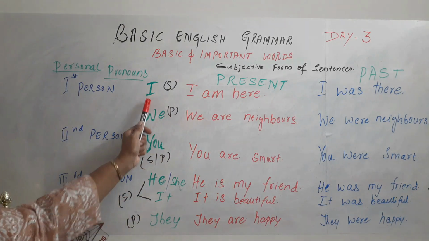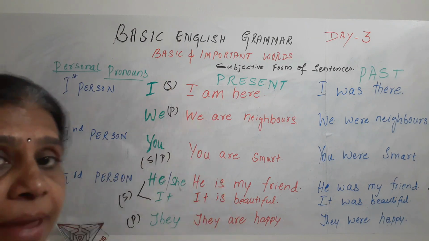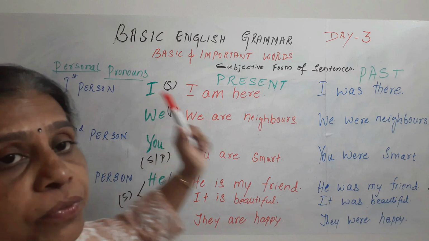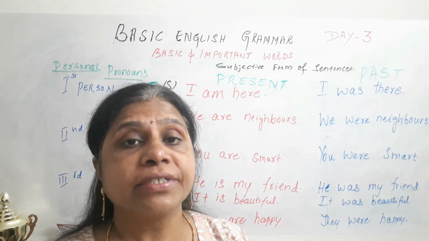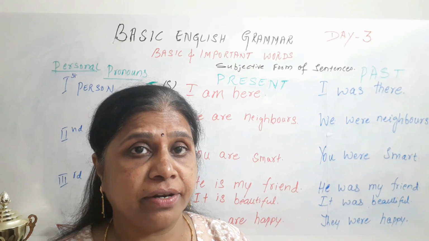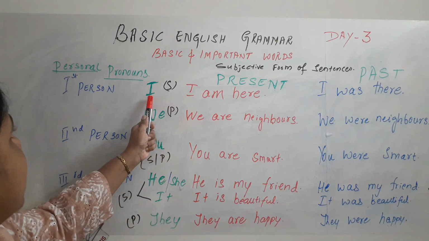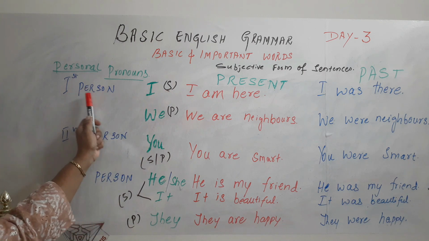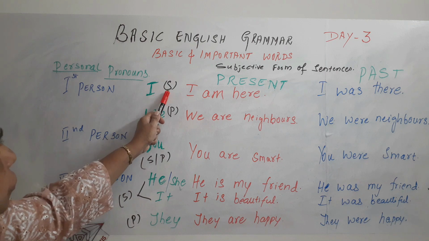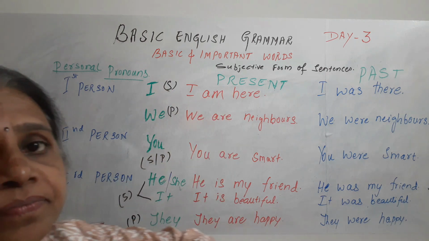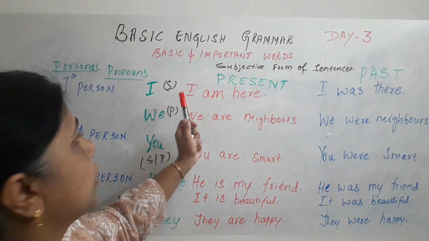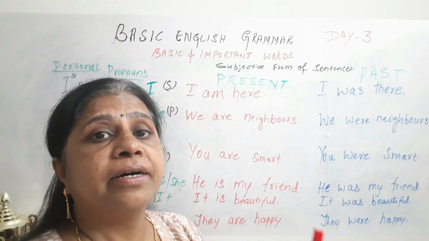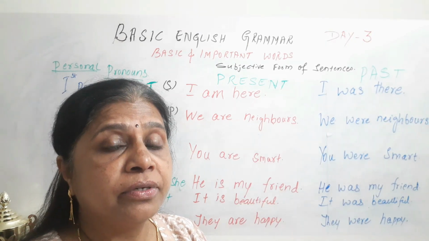So, I and we. Instead of my name, if I say I, that is a personal pronoun. We use I for a single person, not for plural, right? So I is for a single person, and this comes under first person. I is singular. I am here. So how to use this? We have seen this in day 2, so today it will be a type of revision for you.